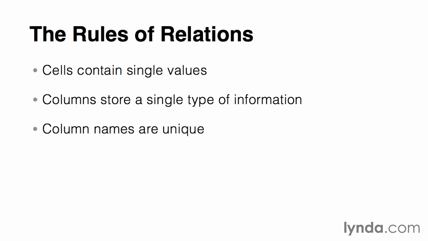The fourth requirement of a relation is that the order of either the columns or rows is insignificant. The fact that the billing city column appears before the shipping city makes no difference to the type of information stored. And likewise, the fact that one row appears above another row doesn't matter in the functionality of the database.